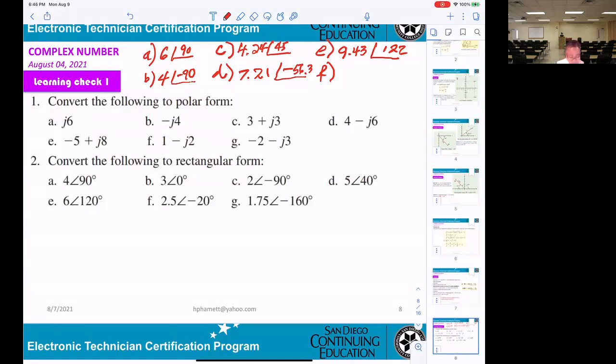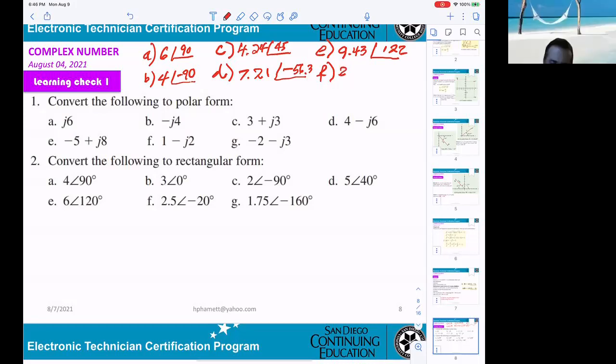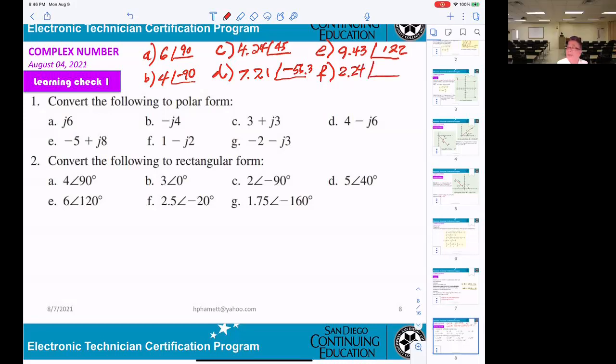What about F? 2.24, that's correct. What angle? Minus 63.4. Perfect.